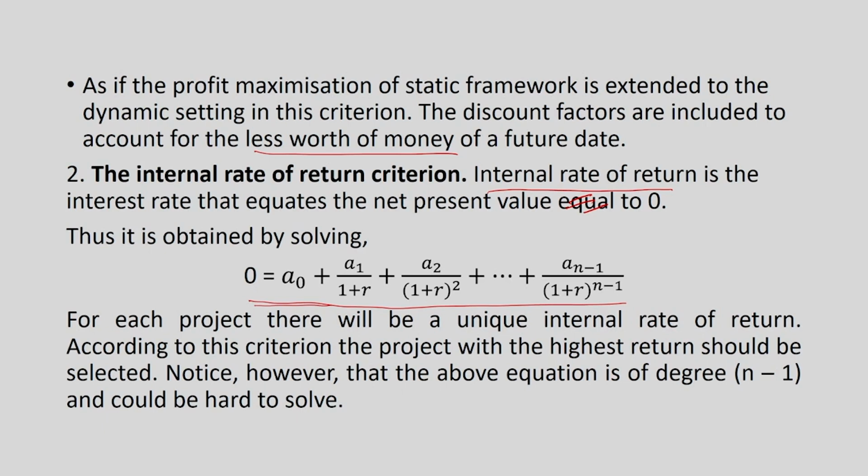So, if you have say 2 or 3 projects to evaluate and you want to pick only one project, then for each project you solve this equation, because for each project these A0, A1, A2 will be different. And so, the R which solves the equation of a particular project will be different from the R of another project. Notice, however, that the above equation is of degree n minus 1, right. The power of R is what? The highest power is n minus 1. So, this equation might be quite difficult to handle, it will be very difficult to solve.